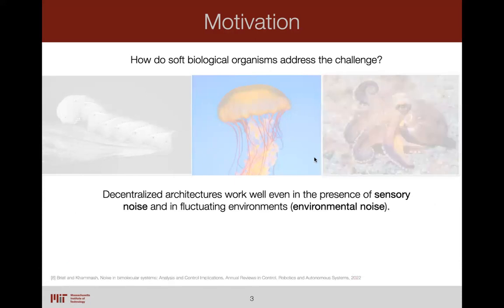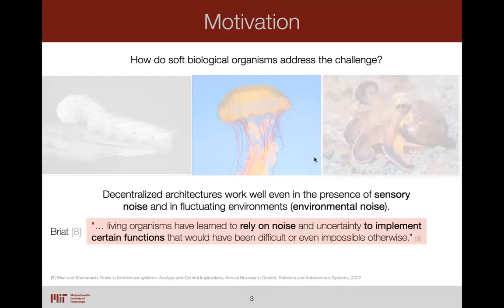So another question that I became very interested in is, on top of this, we observed that these decentralized or distributed architectures work very well in the presence of noise, both sensory noise, but also environmental noise or stochastic perturbances in the dynamics. So actually, I extracted this quotation from a paper, and I'm seeing Corentin Brayat here right now. So now I know I'm excited because it's a paper by Corentin and Mustafa Khammash. That says that living organisms have learned to rely on noise and uncertainty to implement certain functions that would have been difficult or even impossible otherwise.